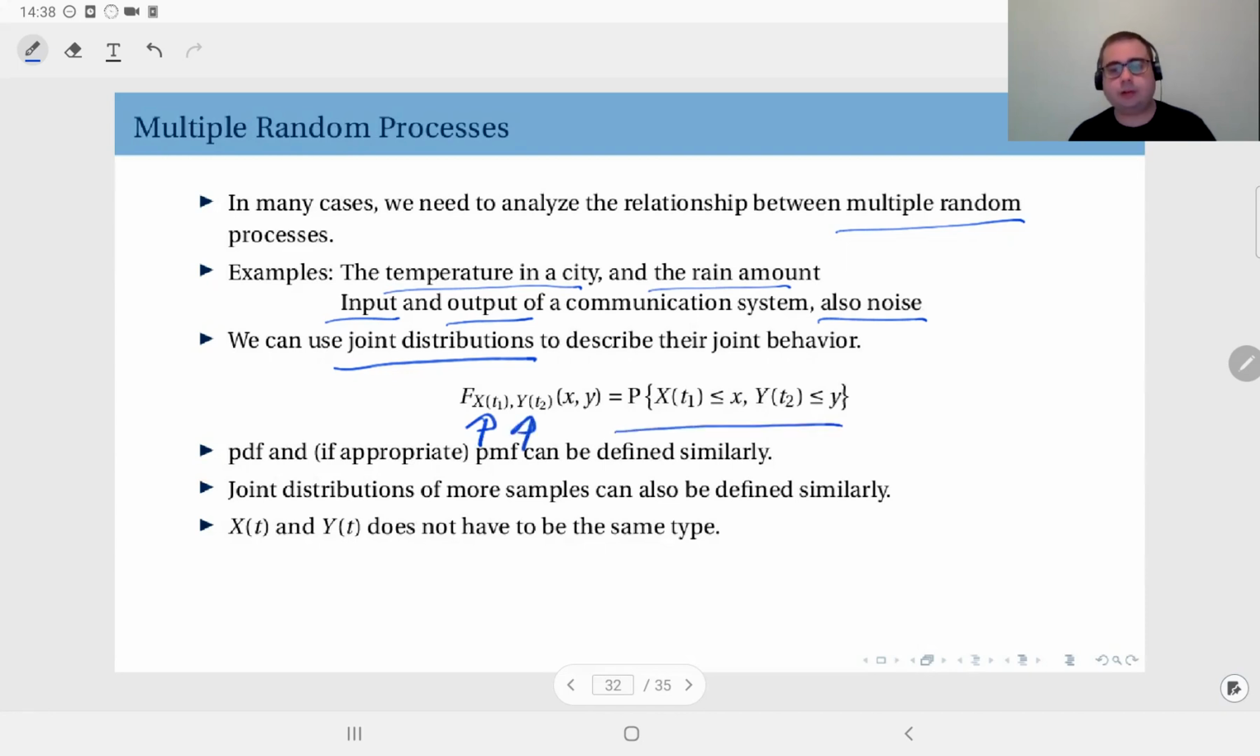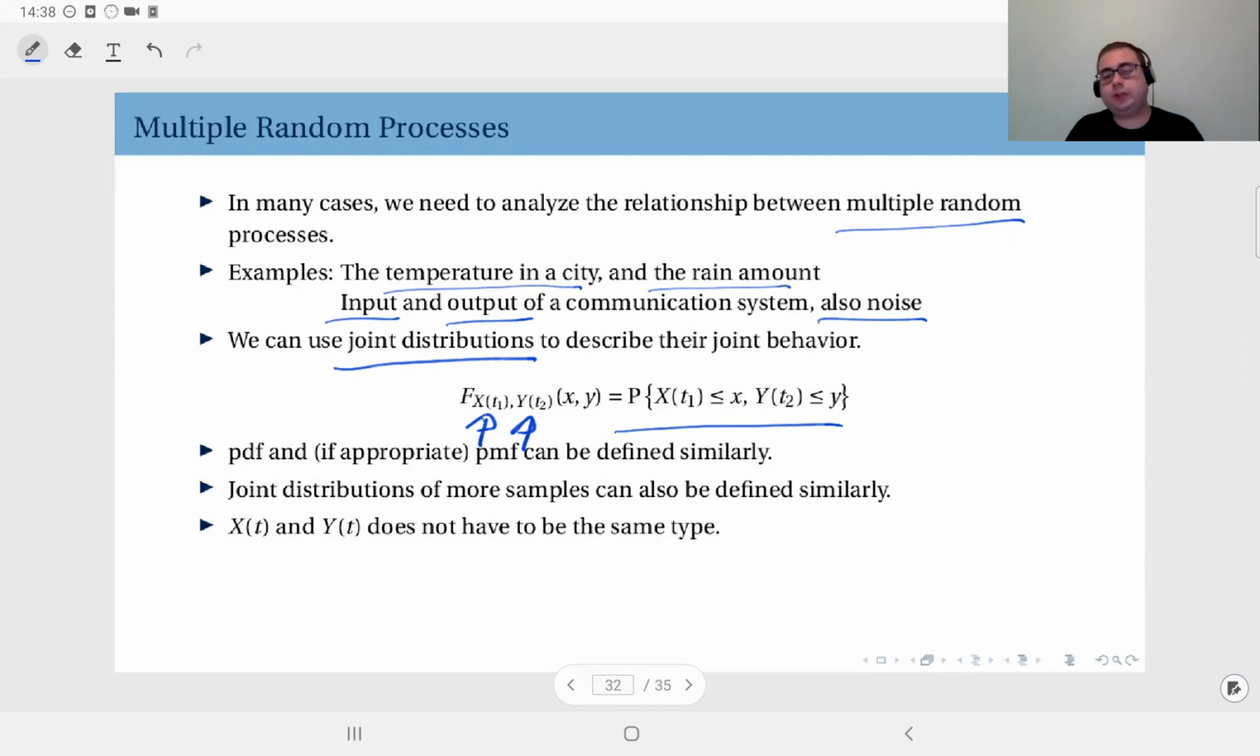This is the joint CDF. Obviously, you can increase the number of samples: X of T1, X of T2, X of T3, Y of T1, Y of T2, for instance. You have just 5 observations. Or you can have even more random processes: X of T1, X of T2, Y of T1, Y of T3, Z of T4, Z of T5, something like that. These are all just joint distributions.